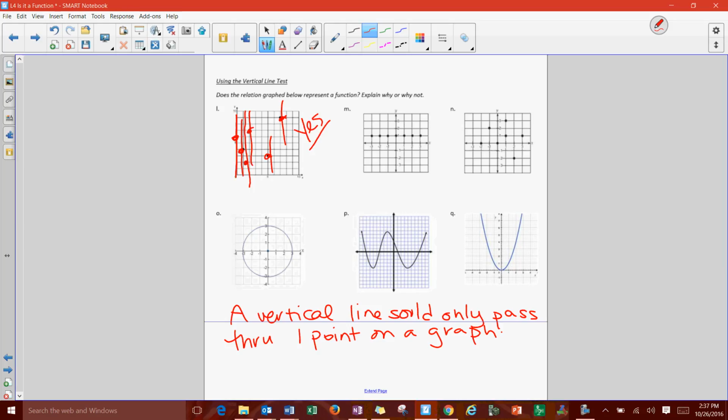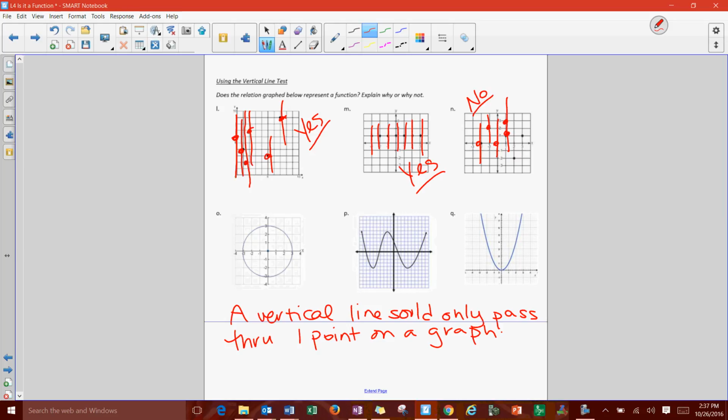So take a look at M. Anytime I draw my vertical lines, they only pass through 1 point. So those are functions. Take a look at N. 1 point, 1 point, 1 point. But look, what happens here? We have 2 points. So this passes through 2 points, so therefore it's not a function.